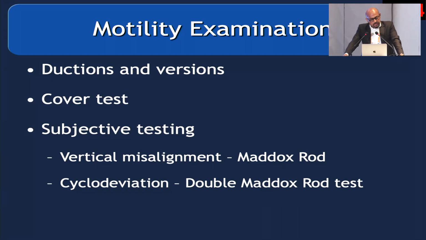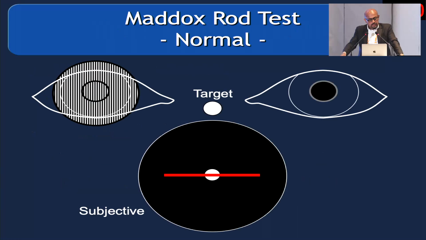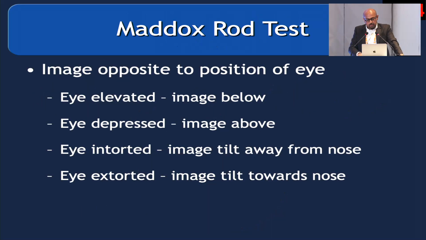The motility examination would involve ductions, versions, and cover test. An additional test which will help you would be a Maddox rod test. Normally when you place a Maddox rod in front of one eye, if you place it vertically, it will create a horizontal line, and you'll find that the horizontal line is aligned with the dot. And whenever the eye is elevated, the image goes down. When the eye is depressed, the image goes up.